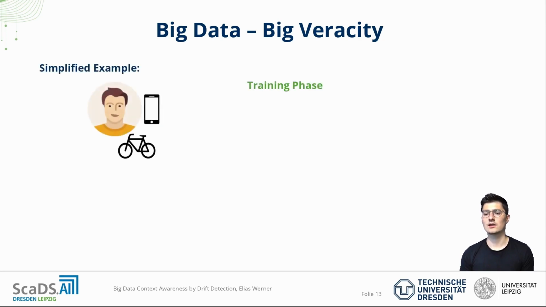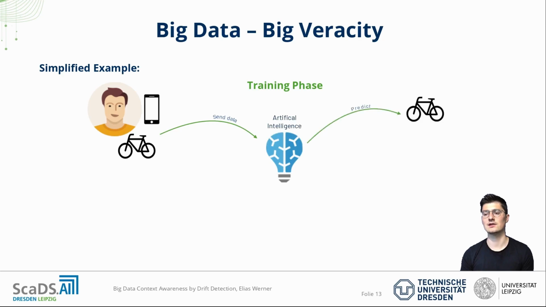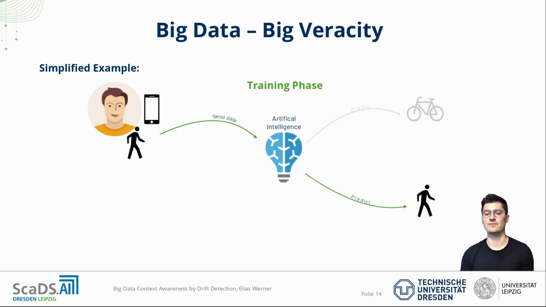When training our artificial intelligence, we have a user here with a smartphone that collects sensor data when going by bicycle. This data is then sent to the artificial intelligence and used to teach the AI to predict the transport mode, bicycle, based on that sensor data. Something similar happens when the user goes by foot. Smartphone sensor data is here sent to the AI that learns to predict pedestrian based on that sensor data. Hence, during the training, the AI gets specialized to the context of the smartphone, for simplification in this example, to the user.